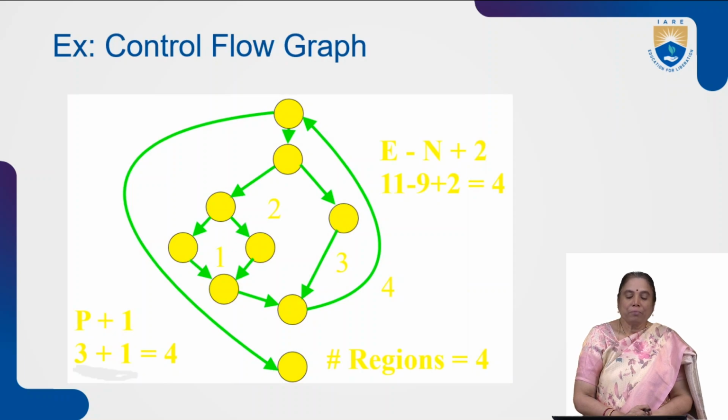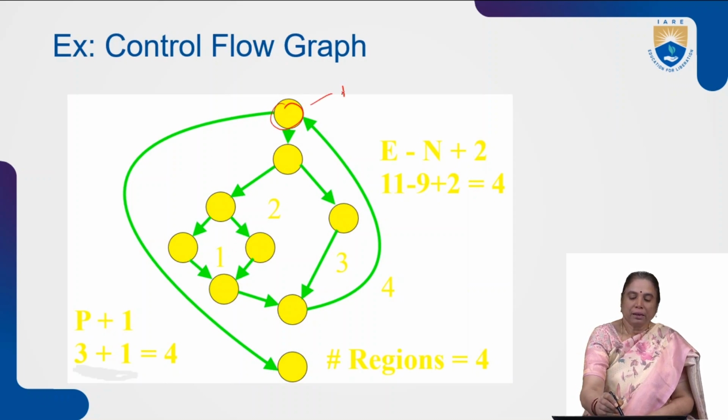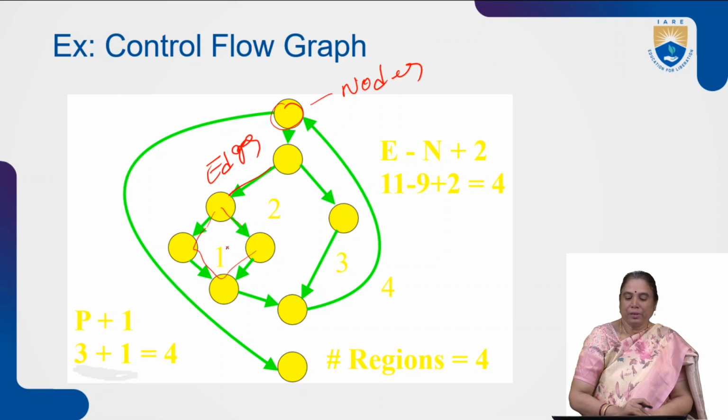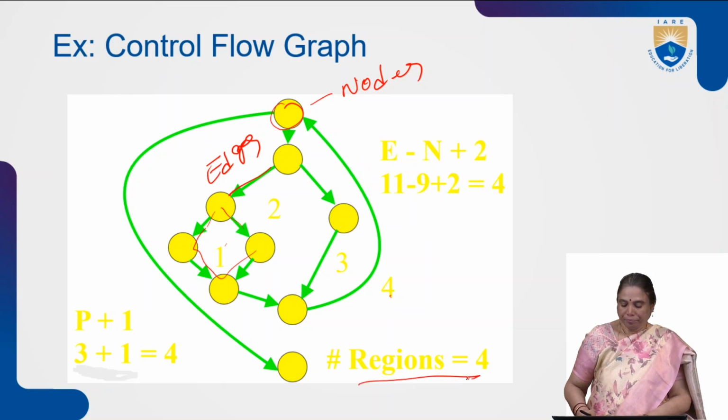This is an example of a control graph. Here these circles represent the nodes, these are the edges, and these are the regions. So here 1, 2, 3, 4 regions are there.